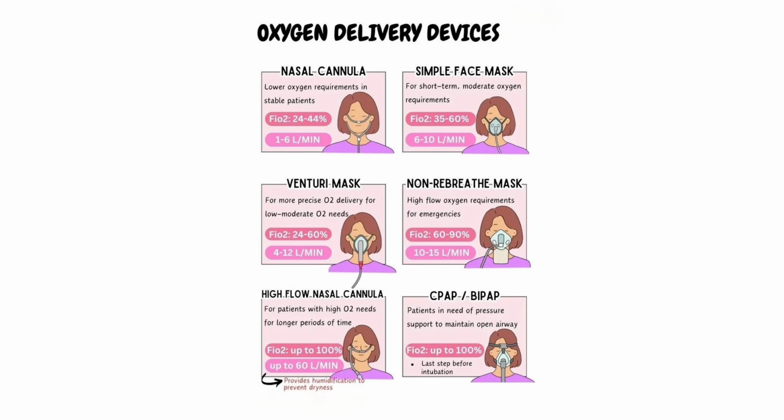Your main delivery devices are the nasal cannula for mild hypoxia at 1 to 6 liters per minute. The non-rebreather mask, or NRB, is the preferred device for hypoxic patients with adequate breathing at 10 to 15 liters per minute. Always fill the reservoir bag first. And the bag valve mask, or BVM, for patients in respiratory arrest or with inadequate breathing. Ventilate an adult once every 6 seconds and a child or infant once every 2 to 3 seconds with just enough air to see the chest rise.